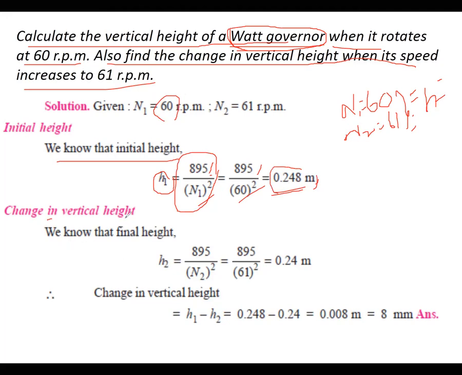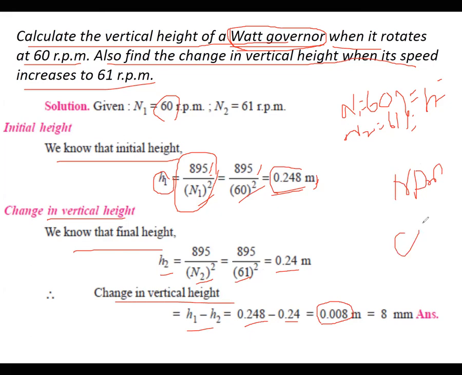And also the change in vertical height. What is the change in height? H2 is equal to what? To find out H2, N2 is equal to 61. So after that, 0.24. So what is the total change here? H1 minus H2, 0.248 minus 0.24. So this is the height that has changed by taking off 1 RPM. How much? 0.008. So likewise, we have to solve the problem.